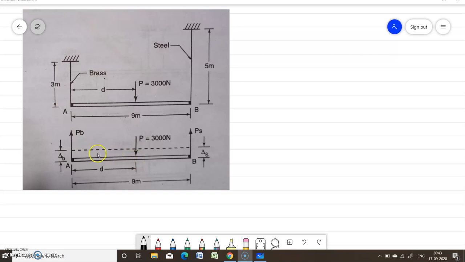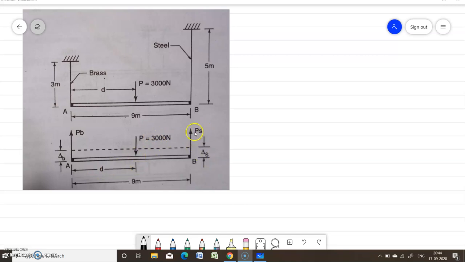Now for that, let us consider the moment equilibrium condition about A. So we have to take moment of all these forces about A and equate it to 0. So moment of PB about A is 0 because the line of action of PB is passing through A. Now moment of P, 3000 Newton, about A is a clockwise moment, because this load of 3000 Newton is acting downwards and is trying to rotate the bar at distance D about A in the clockwise direction. So this is equal to 3000 into D.